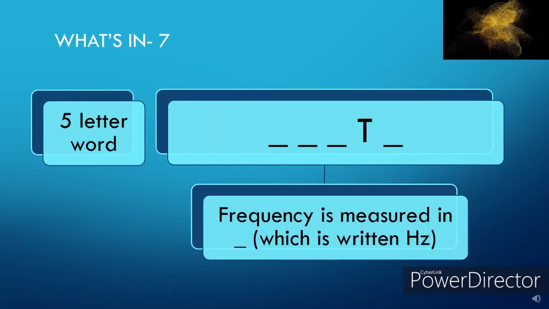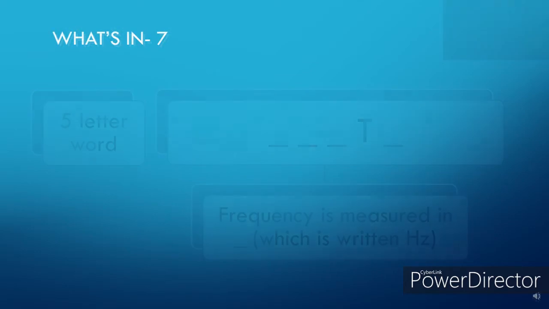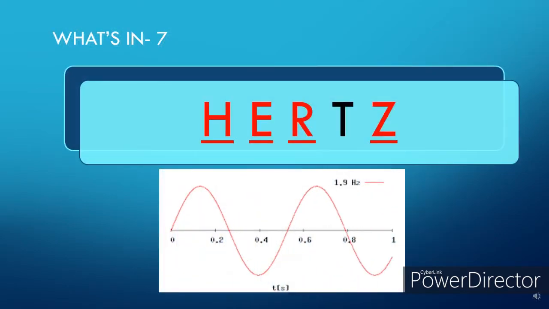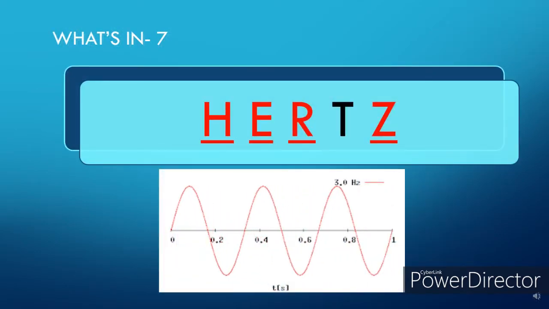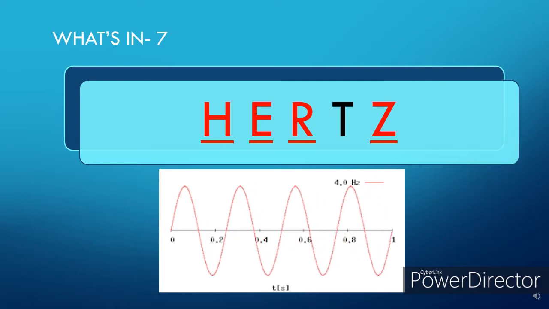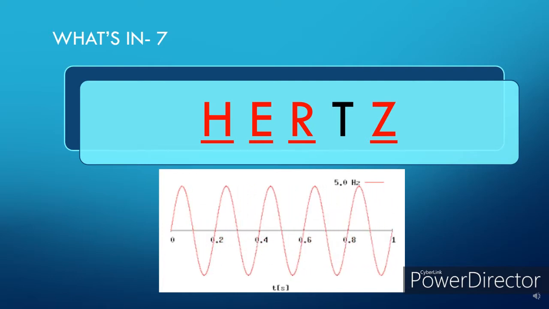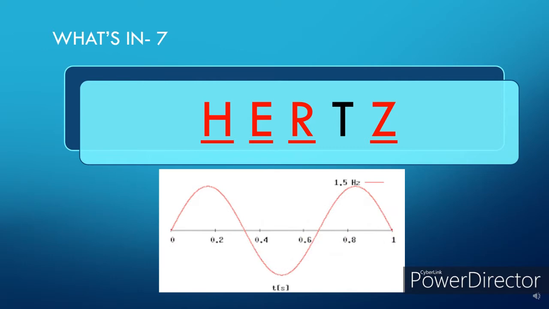5-letter word. Frequency is measured in blank, which is written as Hz. What is that word? Frequency is measured in hertz, which is also written as Hz. So the correct answer is hertz.